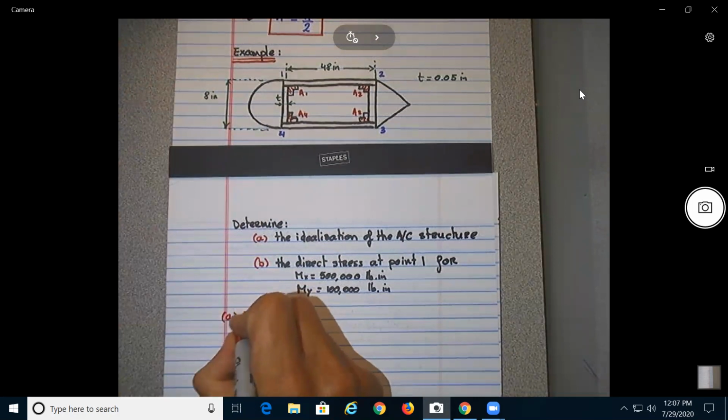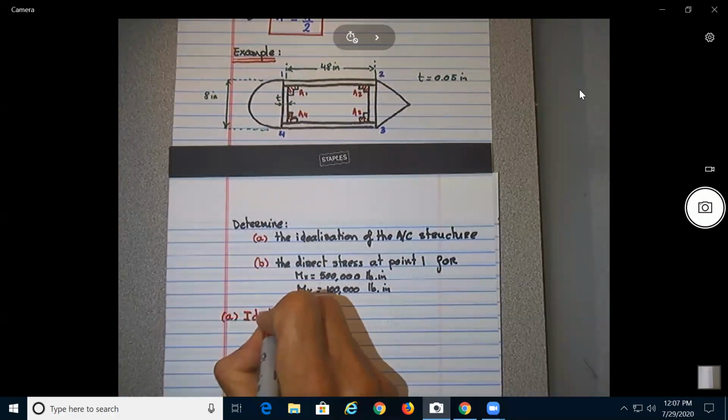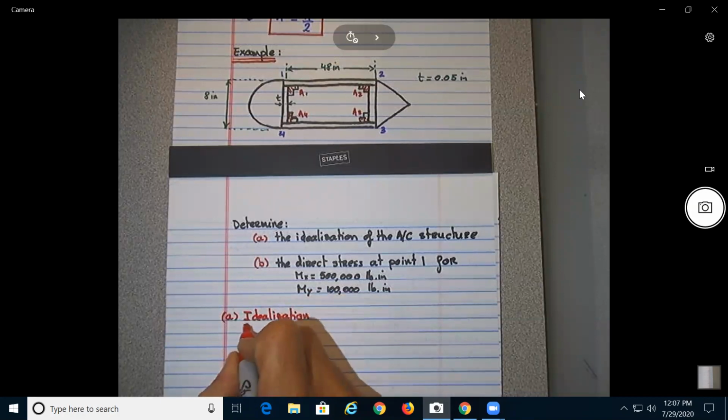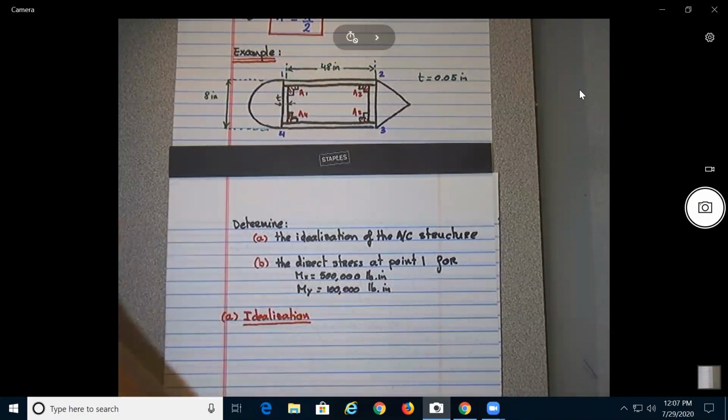So part A, idealization. Obviously when you idealize, you're also going to simplify because, as I told you before, if you simplify structure, it's always safe because you will have less members to support the loading, no? Okay, so if you remove members and it's safe, it will be safe if there is more area or more members to resist the external loading.